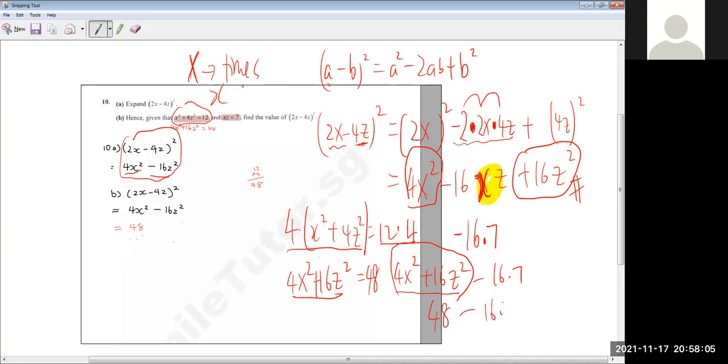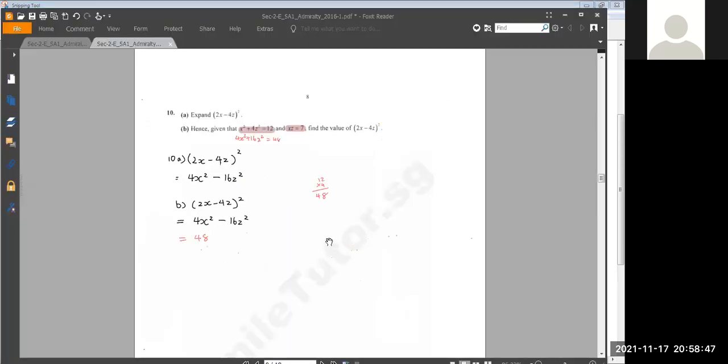Then 48 minus 16 times 7. So just use your calculator. Let me use my calculator here. 48 minus 16 times 7 is minus 64. So that's the answer. Okay, so that's how you get it. So please remember for this part, when you open the bracket here, you are going to have three terms. First term, second term, third term, which you can also make use of this formula. Okay, pretty simple. Next.